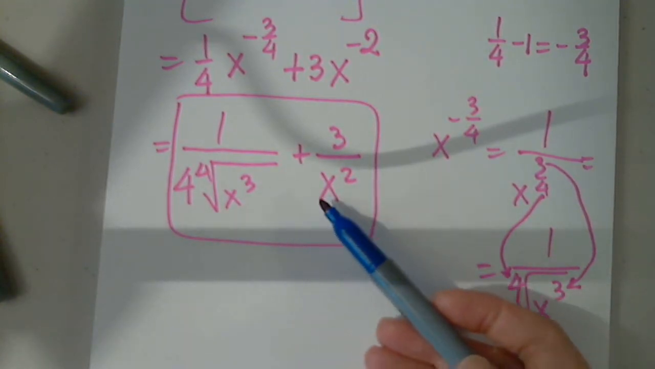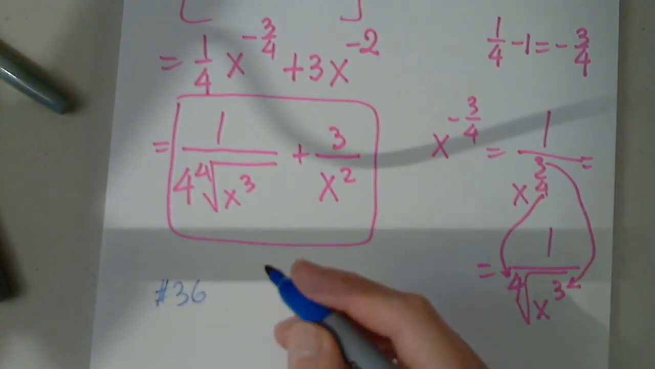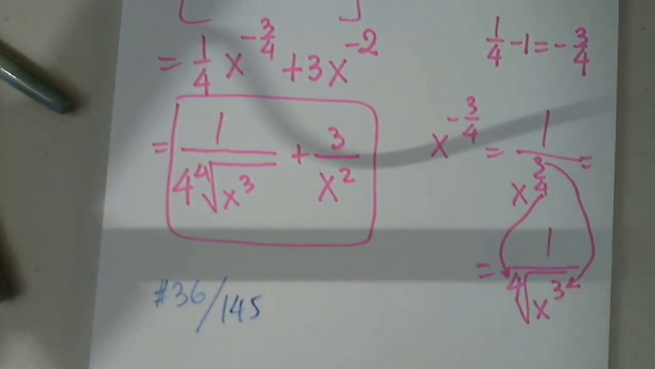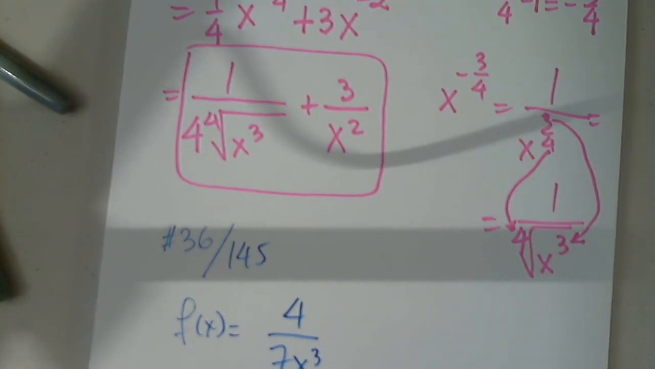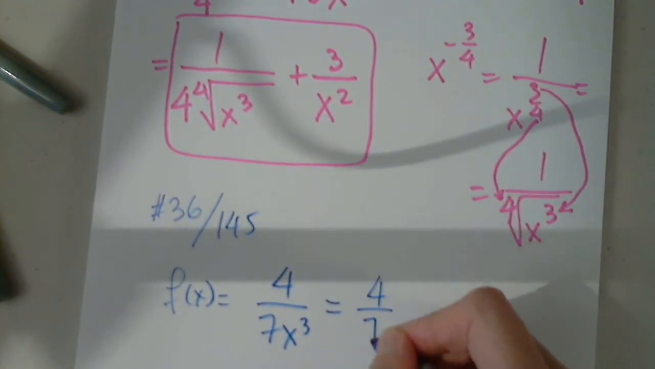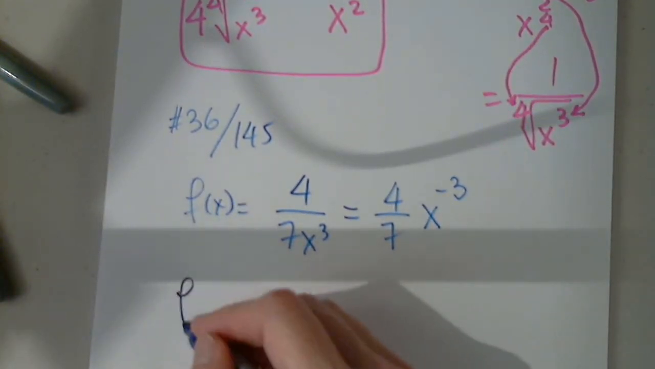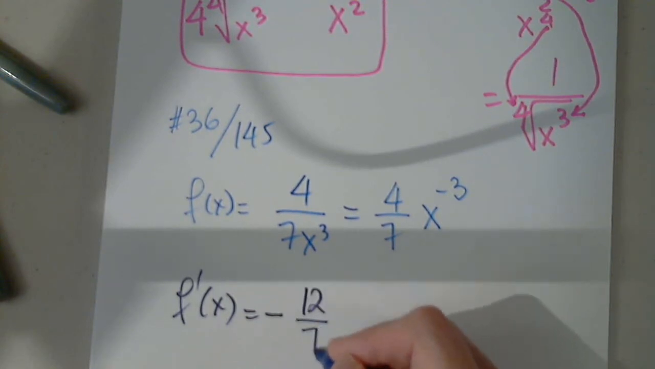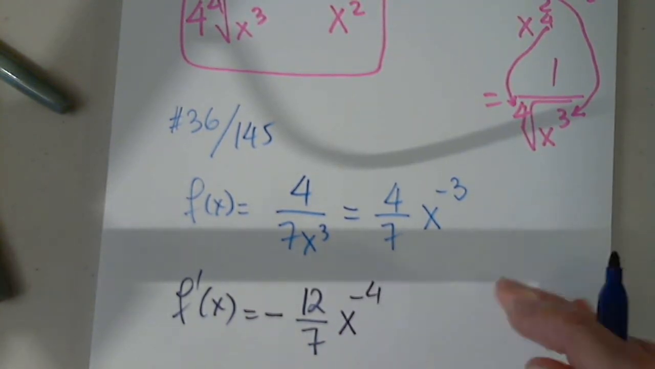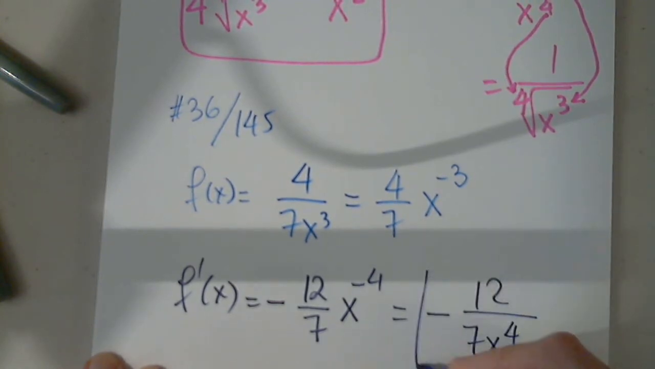Obviously, you don't want to use the definition of the derivative on a function like that. I guarantee you don't. So 36 caught my eye on 145, in which I have f of x equals 4 over 7x to the third. And yes, of course I'm going to rewrite it as simple as possible, getting it ready for differentiation. So now when I determine f prime, I bring -3 in front, multiplying it by this, so I get -12 divided by 7. Subtract 1 from the power, and now there is no problem. I can bring it back to the denominator. And this is it.